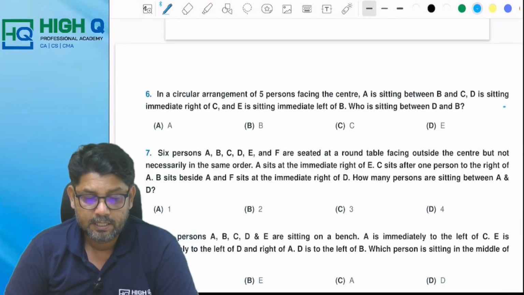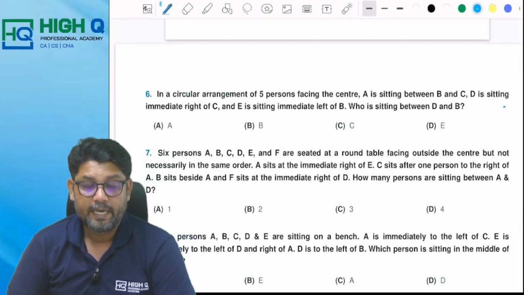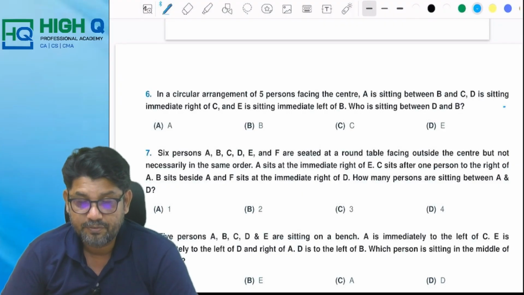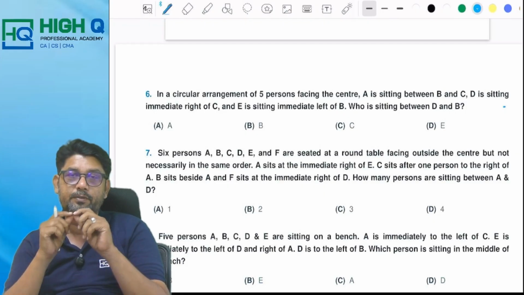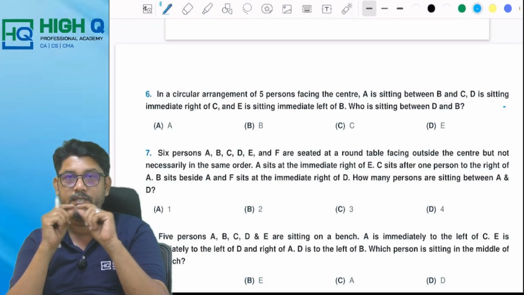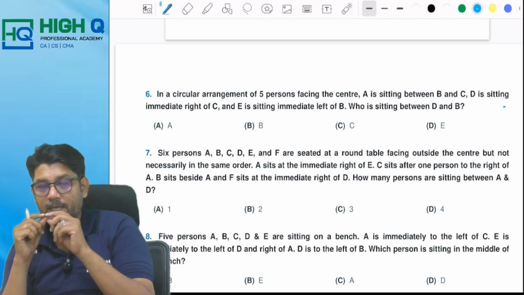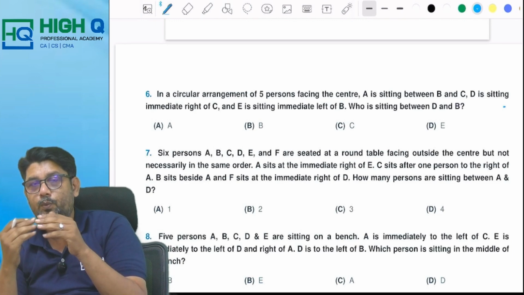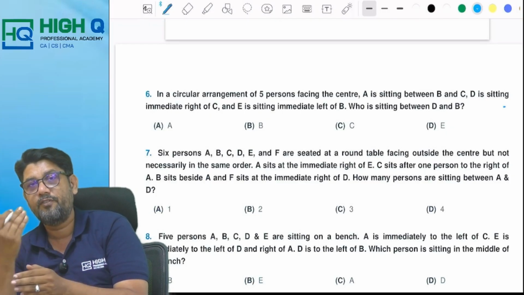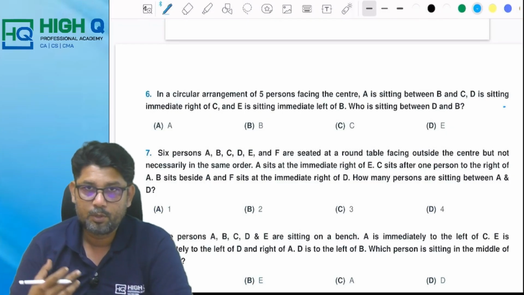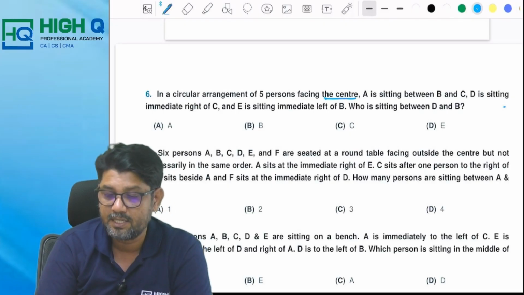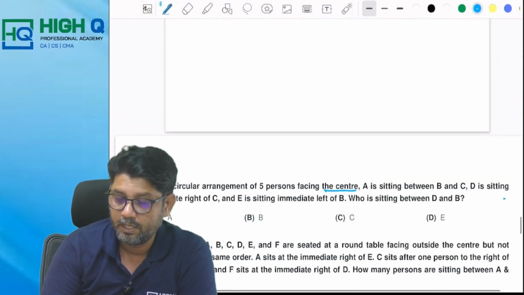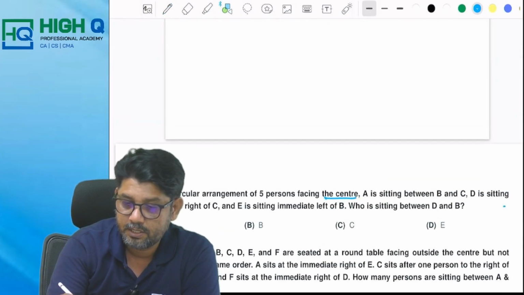Next, sum number 6. In a circular arrangement of 5 persons facing center. So this is actually a seating arrangement sum. In seating arrangement sums, we are going to discuss a circular table arrangement, right? When it comes to circular arrangement, there are two types. One is facing center, the other one is not facing center. I hope you are aware of it, right? In this question, it is the facing the center type. Now let me just solve this.